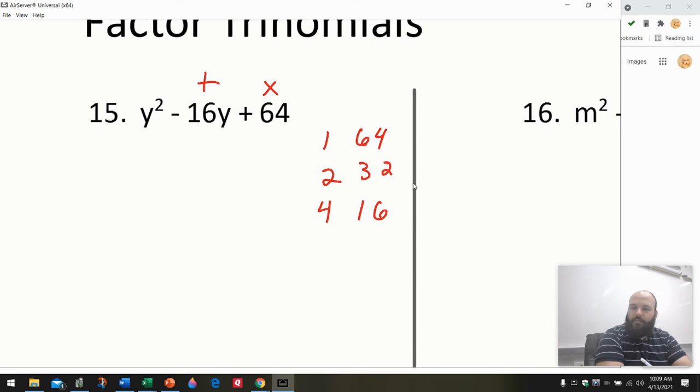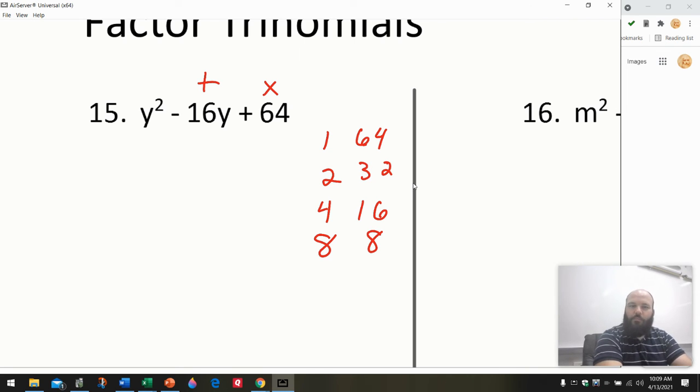If you go through your 7 times table, 7 times 7 is 49. 7 times 8 is 56. 7 times 9 is 63. So that won't work. 8 will go into 64. 8 times 8. So we know we are done because there's no more numbers there. So there are all of our factors of 64.